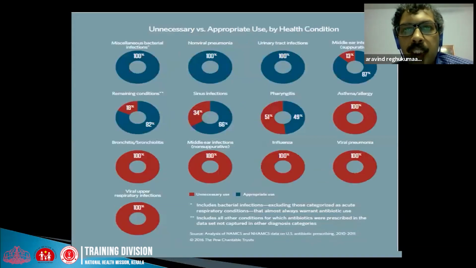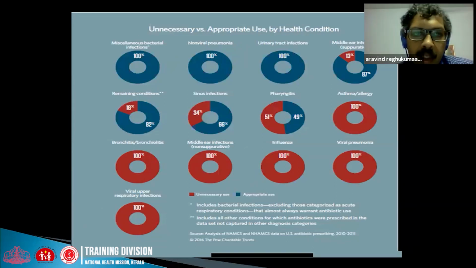So this is basically unnecessary versus appropriate use of antibiotics. The red means that it is an unnecessary use of antibiotic. For non-viral pneumonia, 100% of antibiotics are necessary. For urinary tract infection, antibiotics are necessary. But when it comes to middle ear infection, antibiotics are necessary only for suppurative middle ear infections. For non-suppurative middle ear infections, antibiotics are not needed. And this aspect will be dealt with in the last of the webinars, during the pediatric antimicrobial stewardship discussions. For sinus infections, in 34% of the cases, antibiotics are not necessary.